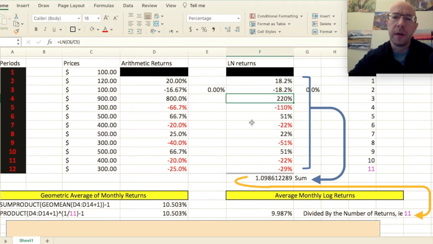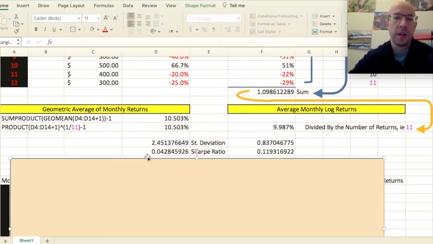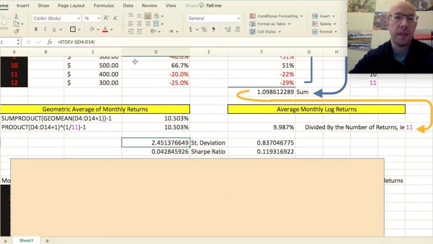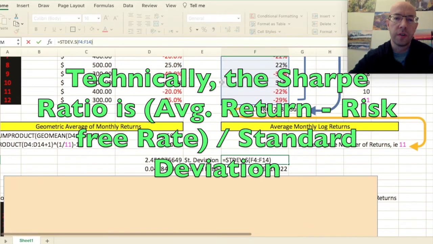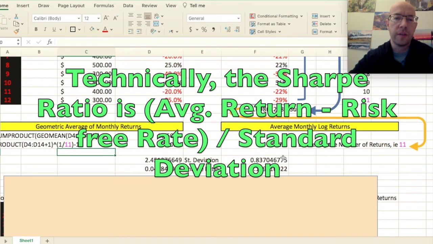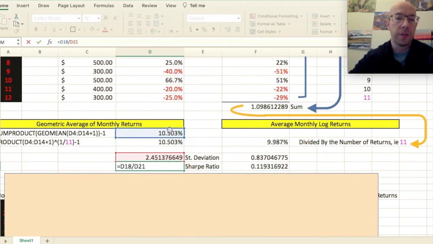Some interesting comparisons. Anyways, moving on, I just thought I'd do a couple more things. I did do the sample standard deviation for these returns. It was about 2.45. If I take the sample standard deviation for the log returns, it's much smaller, 0.83. And the interesting thing is if you go to calculate a Sharpe ratio, which is your average returns divided by your standard deviation, you're going to get pretty different numbers.